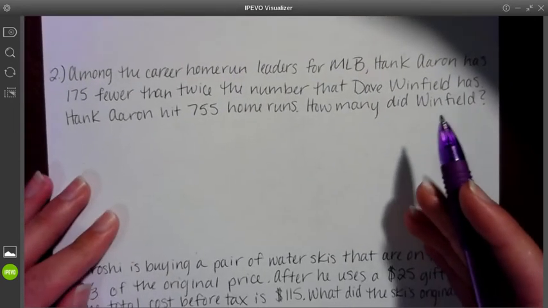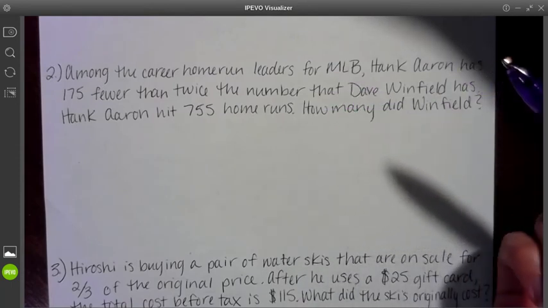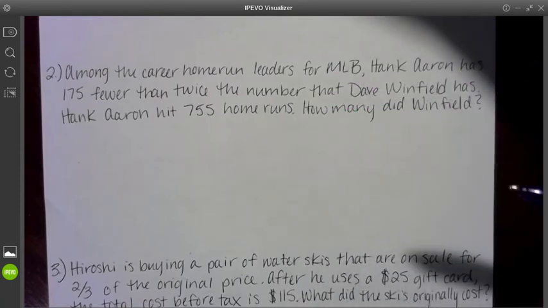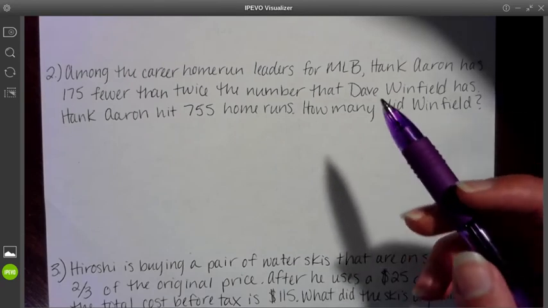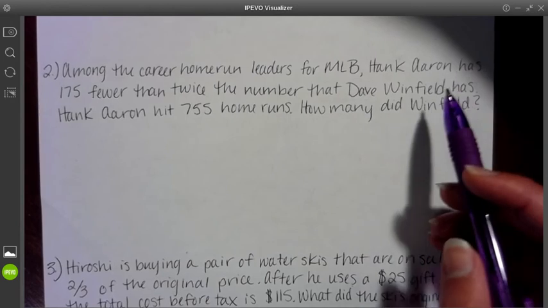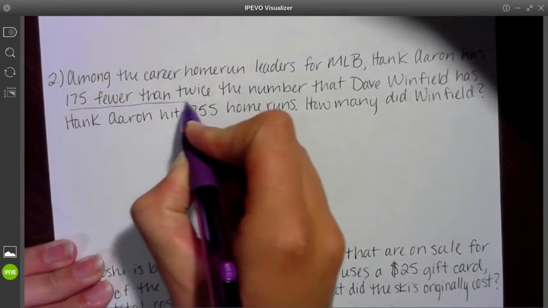Number 2. Among the career home run leaders for the MLB, so the Major League Baseball, Hank Aaron has 175 fewer than twice the number that Dave Winfield has. Okay. Hank Aaron hit 755 home runs. How many did Winfield? Okay, so how many home runs did Winfield have? Okay, so Hank Aaron has, I'm going to write this number sentence right here.